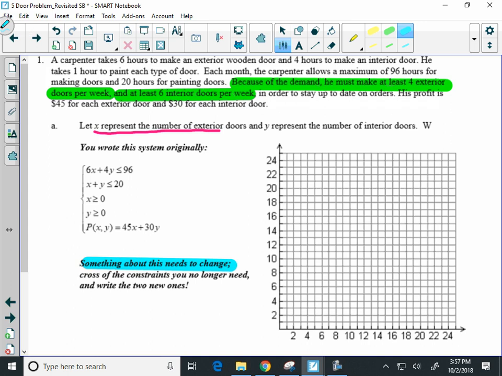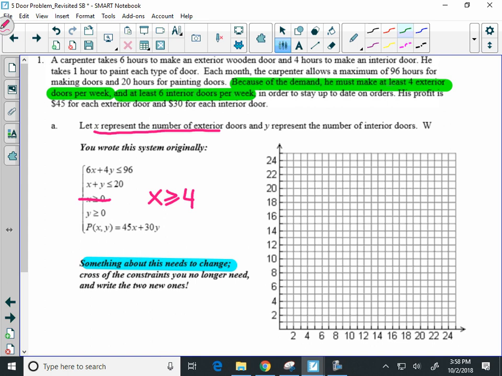We are going to cross off the constraints that are no longer needed for this problem and rewrite those. We get a hint of this in what's highlighted in green. Again, because of the demand, the carpenter must make at least 4 exterior doors. Well, at least 4 exterior doors means the exterior doors is X. You have to make greater than or equal to 4 exterior doors. That equation allows us to cross off X is greater than or equal to 0.